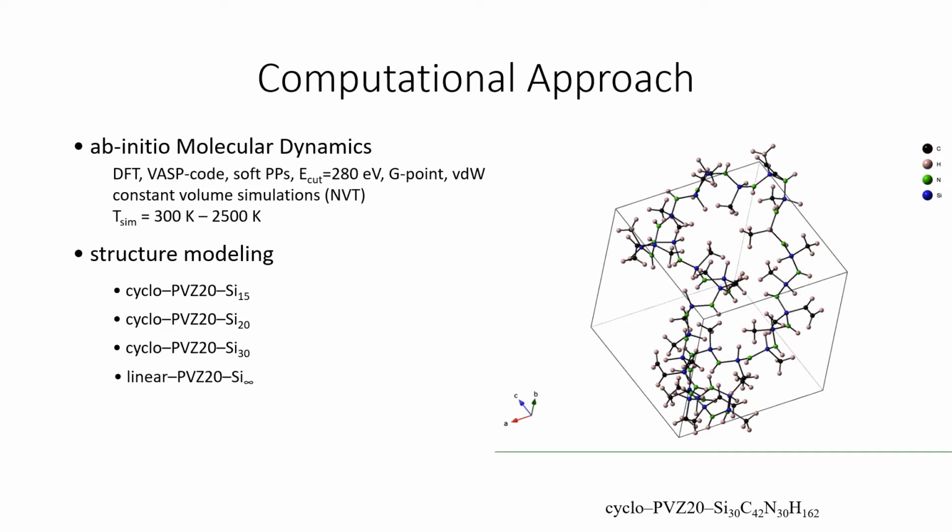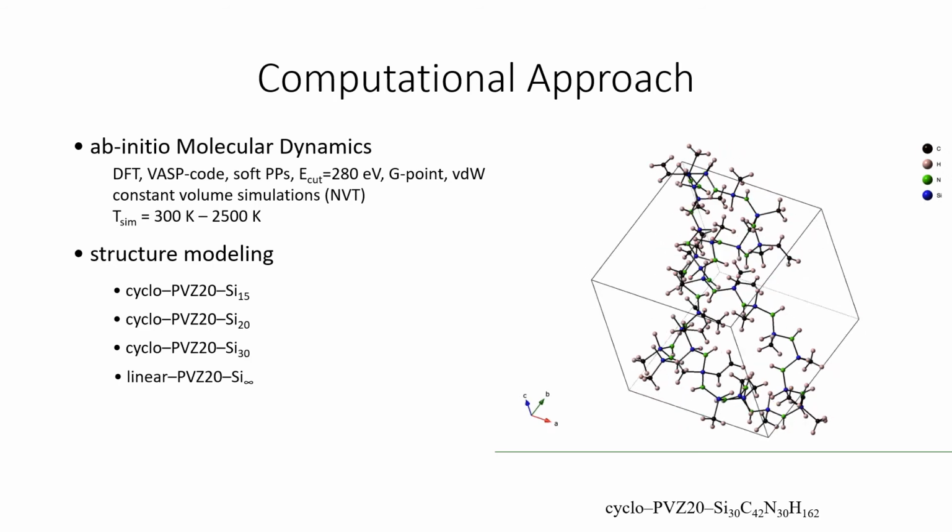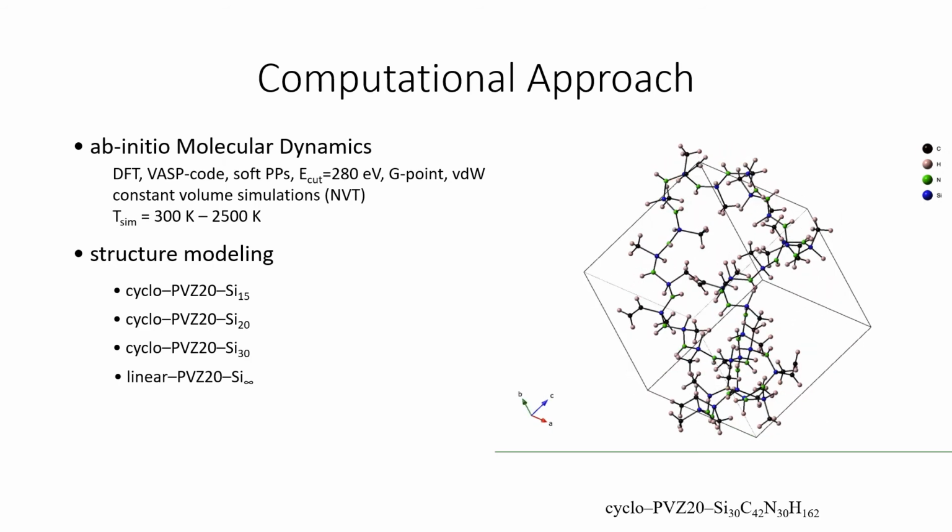The mass of this Si30 ring model is about 1,920 daltons, which is close to the average mass reported for Ceraset 1800. This is another PVZ20 polymer that is also commercially available. The overall composition of this model is 30 silicon, 42 carbon, 30 nitrogen, and 162 hydrogen. All of these 264 atoms are enclosed in a simulation box under periodic boundary conditions.